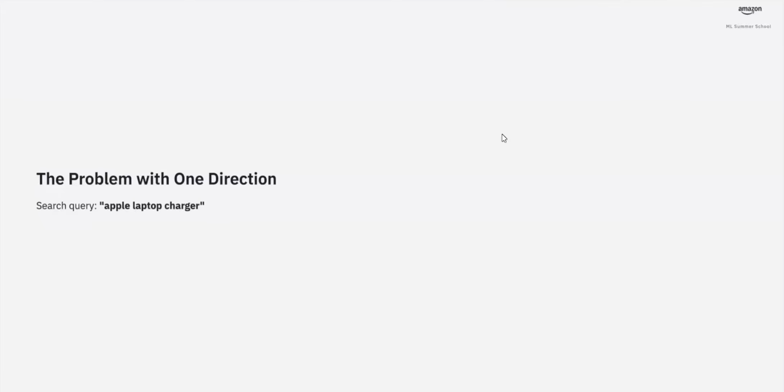Let's say someone searches for Apple laptop charger on Amazon. Your job is to classify what Apple means in this query. Is it the fruit or is it the electronics brand? If you are reading left to right and you are sitting at the word Apple, you have nothing to the right yet and you have zero context. You genuinely cannot tell what the word actually means. Is it the electronics brand, or is it the fruit?